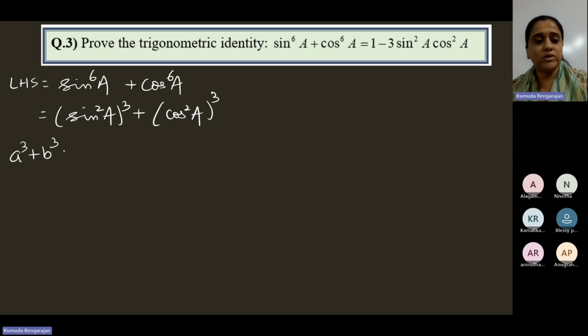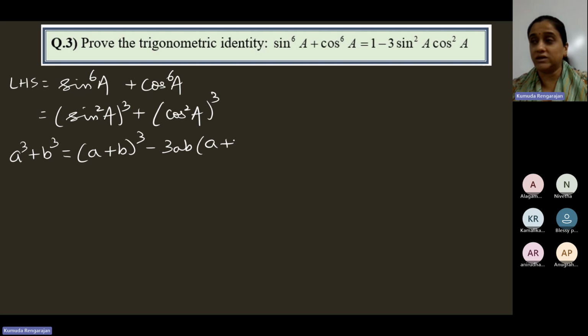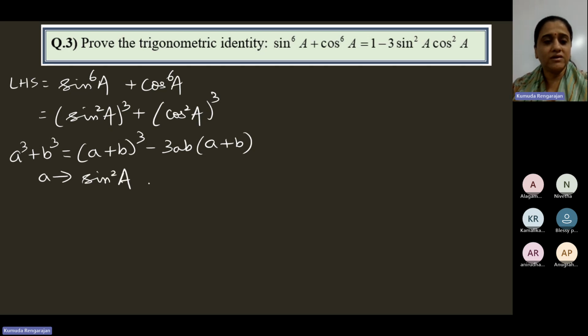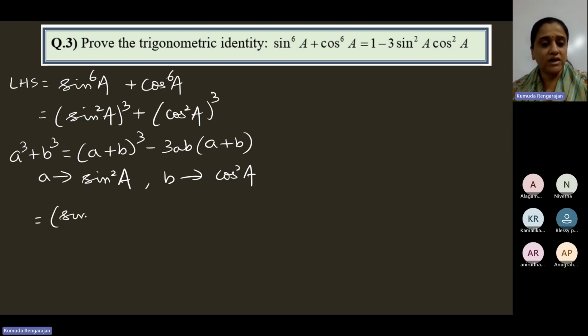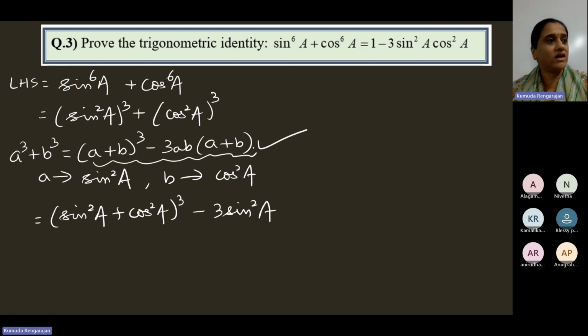So A cube plus B cube we know is A plus B the whole cubed minus 3AB into A plus B. Okay, the other one we'll do it later. So now wherein A is sine square A and B is cos square A, right? So A plus B the whole cubed, this is A plus this is B the whole cubed minus 3A. And we're just substituting. We have the answer here. Nothing we're doing. Here in this answer, where we have A, we're using sine square A, and where we have B, we're using cos square A. That's all.